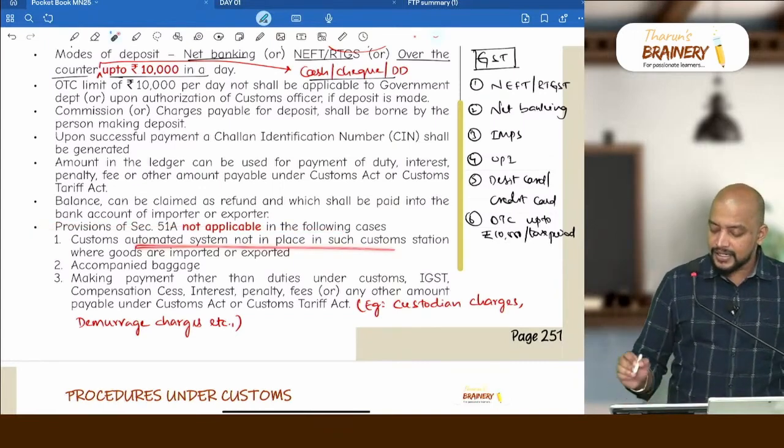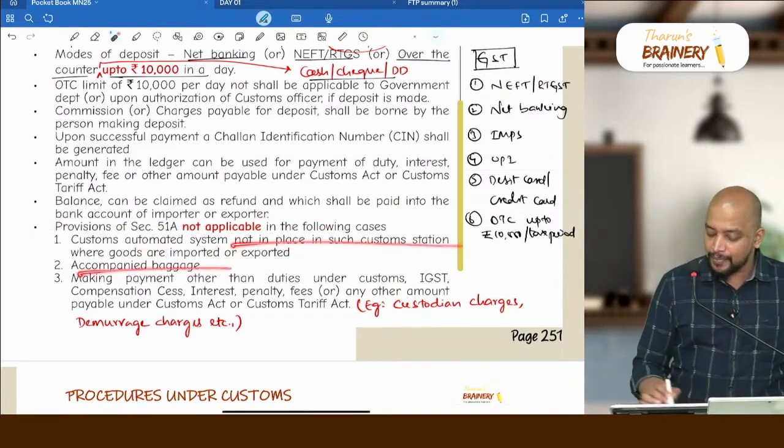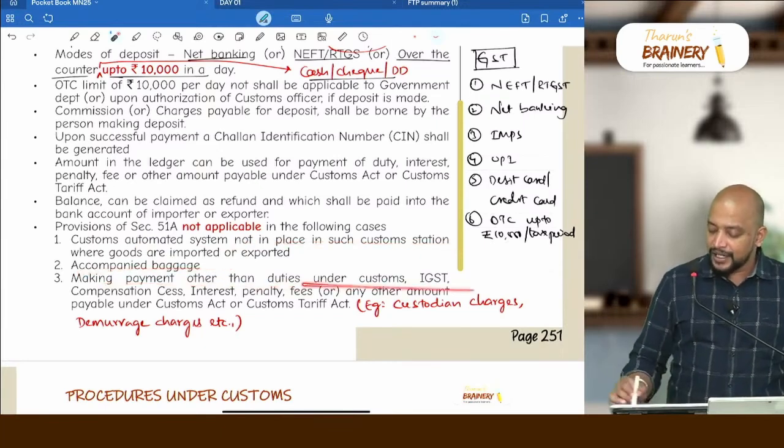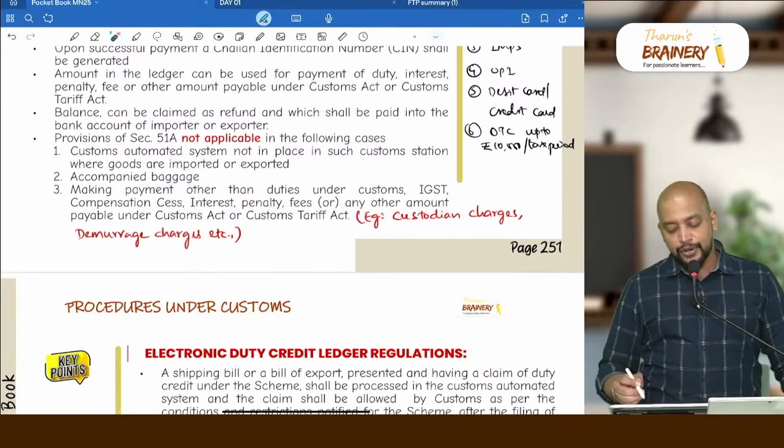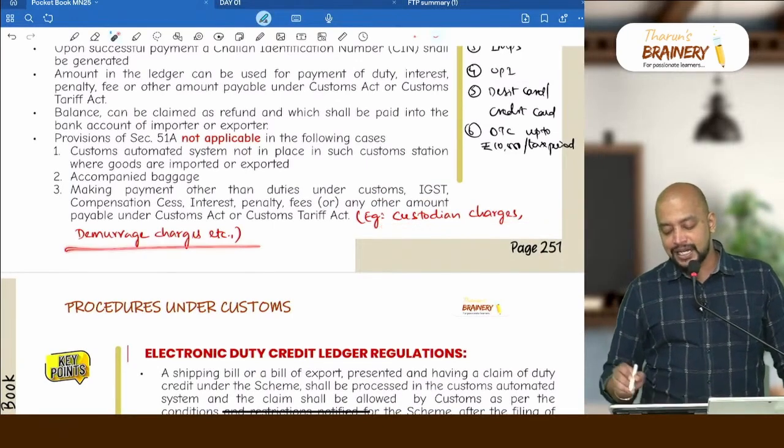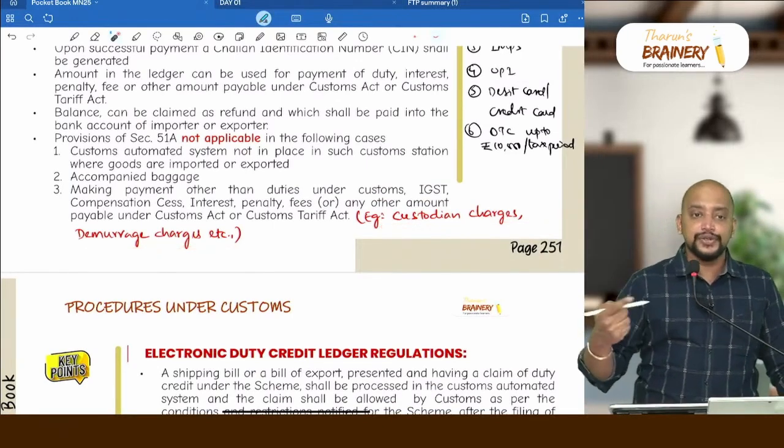Where customs automated system is not in place, accompanied baggage, making payment other than duties under customs, IGST, compensation, interest, fee or any other amount. So that is example, custodian charges, demurrage charges, etc. We cannot use cash ledger.